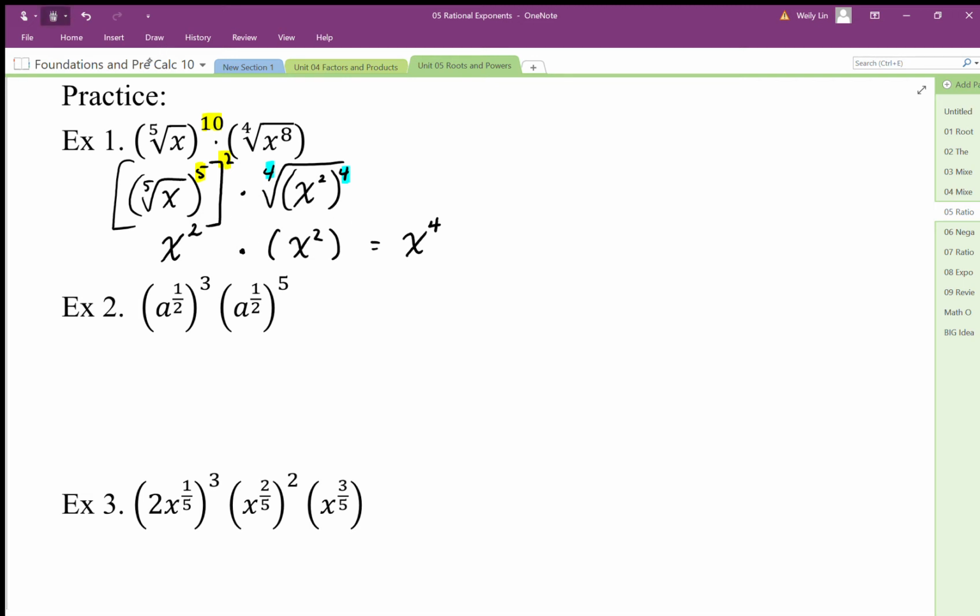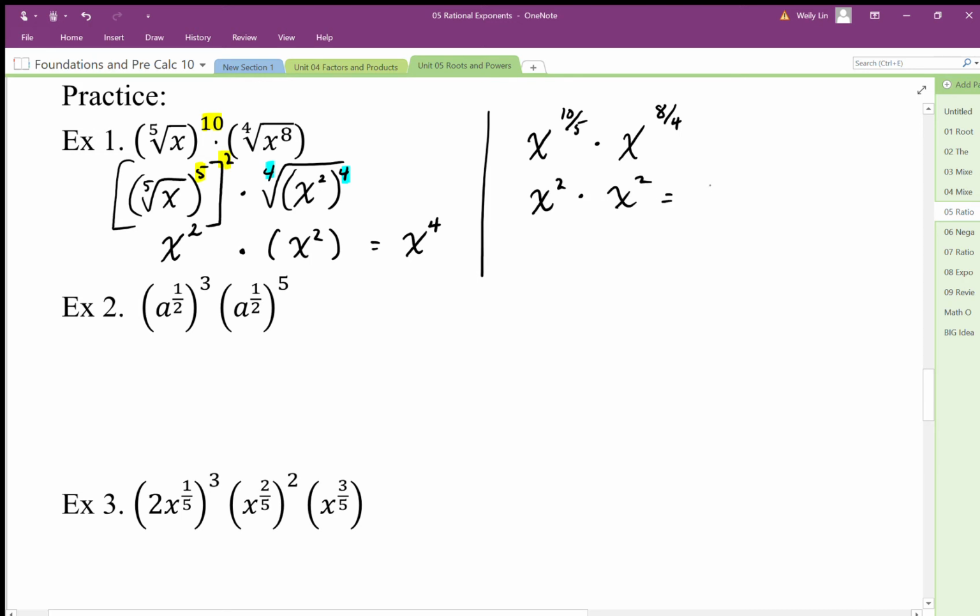As exponent rules, we could have done this slightly differently. I could have written this as power 10 root 5 times x to the power 8 root 4. This becomes x squared, this becomes x squared, and again we get the exact same answer of x to the power 4. So one is using this property of power and root undo each other. The other one is using this exponential property that the power is the numerator of the exponent and the root is the denominator of the exponent, and that ratio can be simplified.